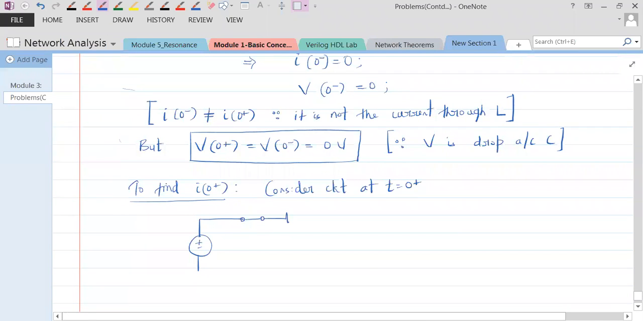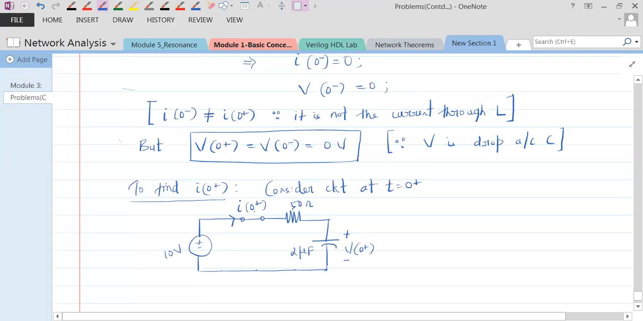You have a resistor. And now we are writing the circuit where it is not in steady state. So when it is not in steady state, C has to be considered like this, which is 2 microfarads. And this is 50 ohms. And what is dropping across this? V of 0 plus is dropping across this, mind you, at T equal to 0 plus. Now what is flowing in the circuit? I of 0 plus is flowing.